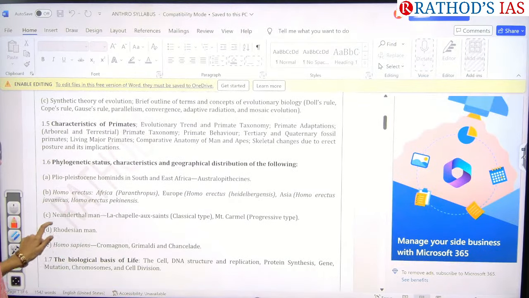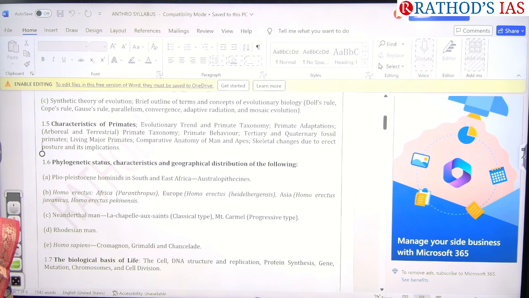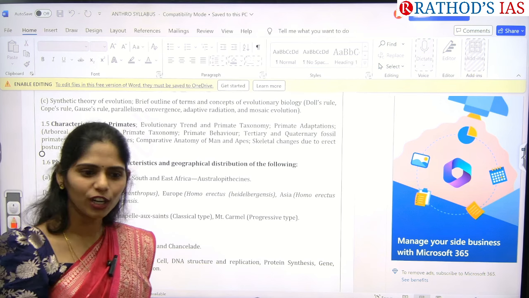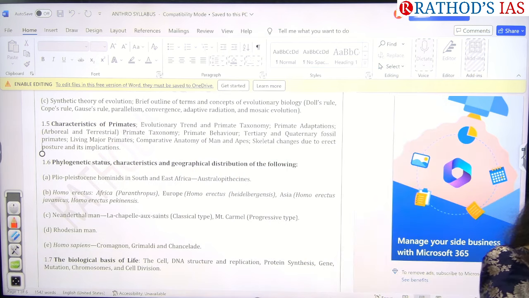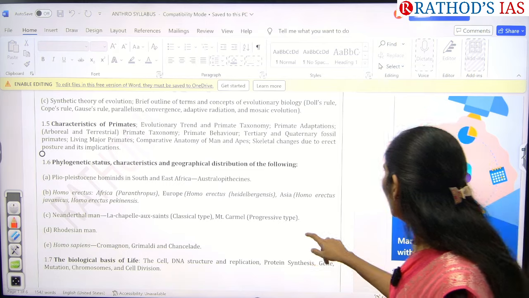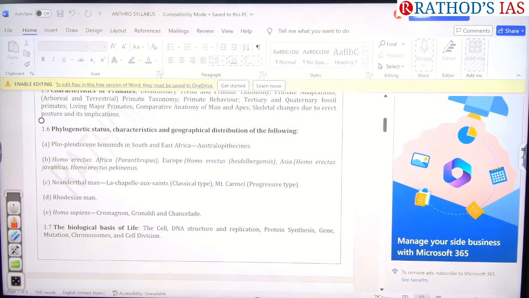Okay, next, you will be studying about the comparative anatomy of man and apes. As I said, we will look at the changes which happen, like spinal cord change, pelvic change, foot changes, neck changes, and jaw changes. And next one is 1.6, phylogenetic status.